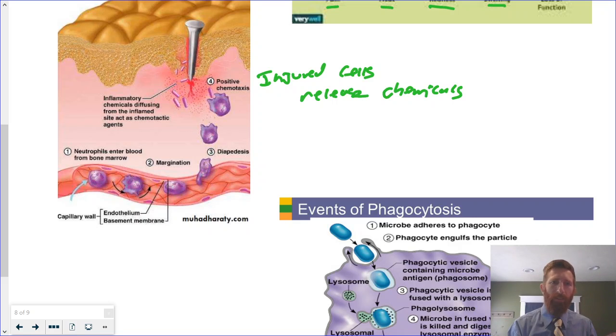The reason it's doing that is because of these chemicals right here that are calling that white blood cell, that phagocyte, that macrophage, to come help out with this wound, this infection, this bacteria. Big words here, but that's okay. So we would say that white blood cells exhibit positive chemotaxis. The chemicals are calling the white blood cells to that area to deal with an infection.